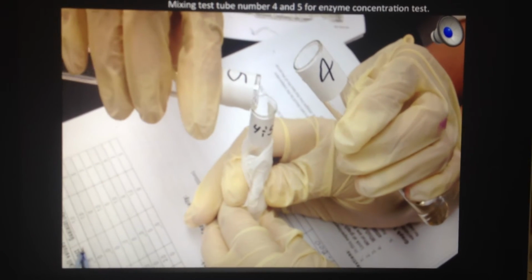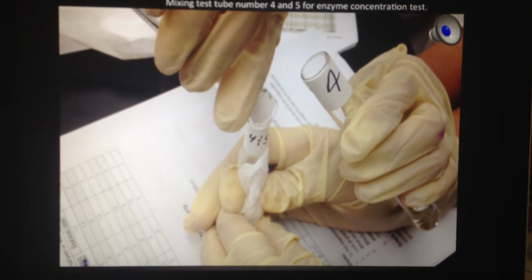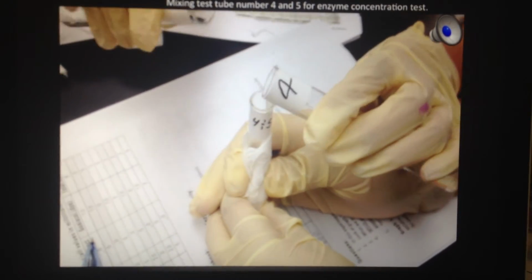Every single mixing? Yes. I'll start. You can start when the 4 goes in.